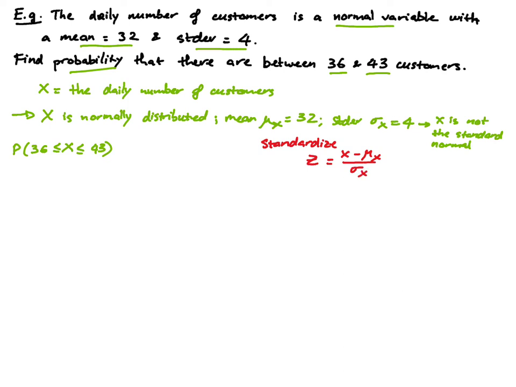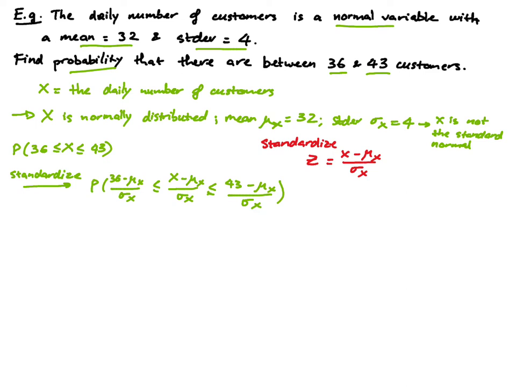So let's do it here. For this problem, essentially what we want to do to X is subtract the mean of X and divide it by the standard deviation of X. But note that this is an inequality, right? And so in order for the inequality to remain valid, whatever you do to X, you have to do the same thing to 36 and 43. In other words, you're going to have 36 minus mu X divided by sigma X, and then you will have 43 minus mu X divided by sigma X.